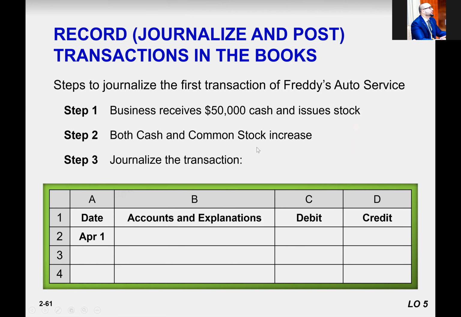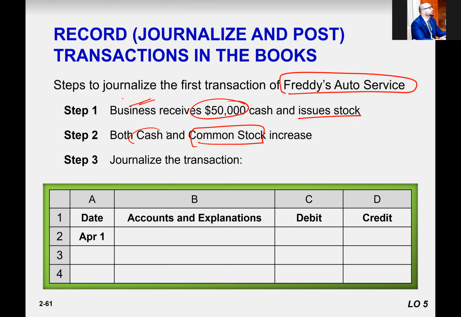So we have our continued example of Friday's Auto Service. Number one, the business received 50,000 cash and issued stock. Can you tell me at least two accounts? Issuing stock means common stock is going to be hit with this transaction, right? Receiving cash means the company receives cash. Now you need to find out the direction, whether these are increased or decreased. When the company receives cash, cash is increased, right?